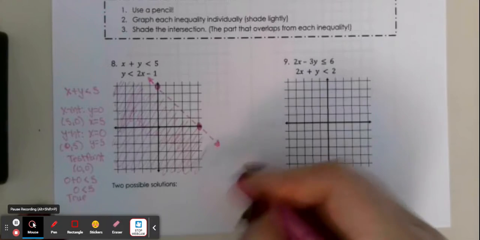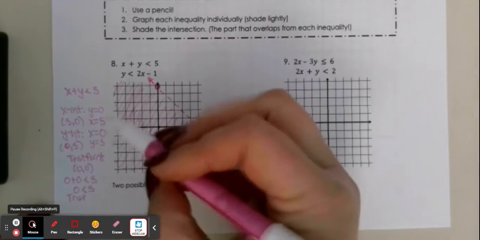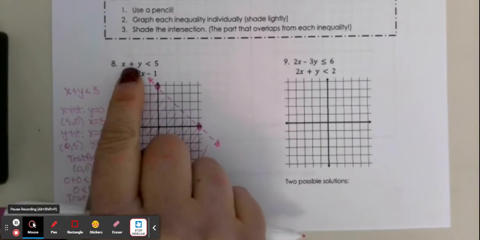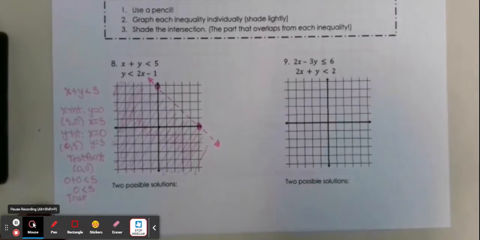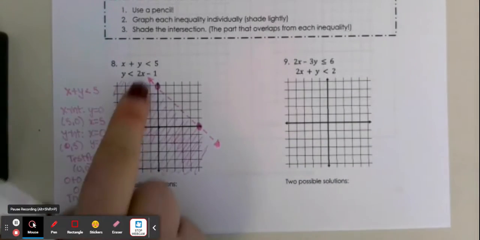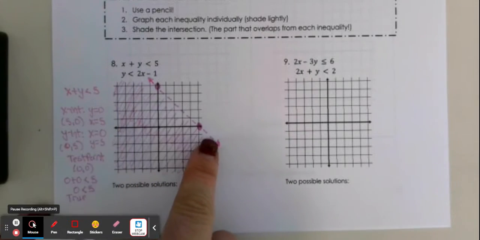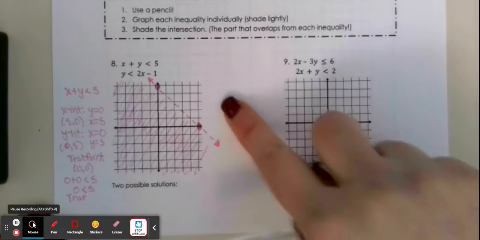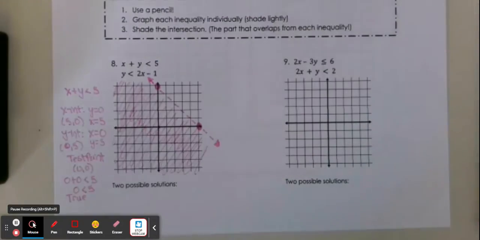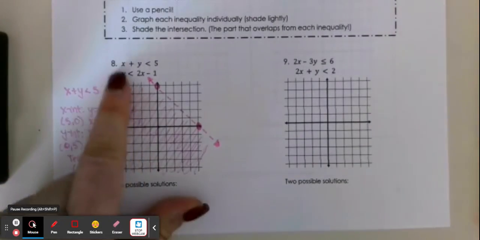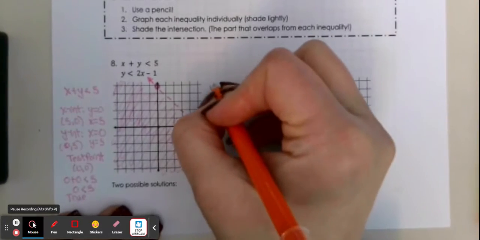Now remember, any point in this shaded region is a part of the solution for x plus y is less than 5. All of these points will result in a true statement. Any point, however, on the line will not, and of course any point up here in the non-shaded region will not be a solution. Next step for a system is to now graph my other inequality.